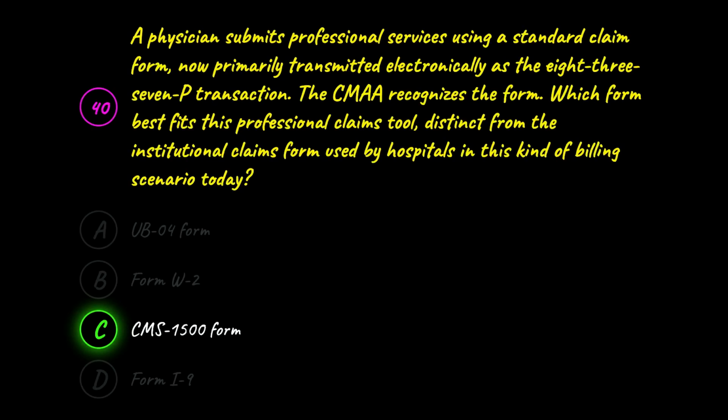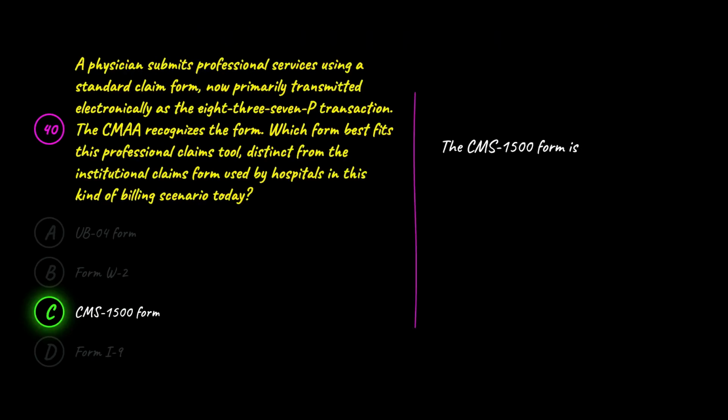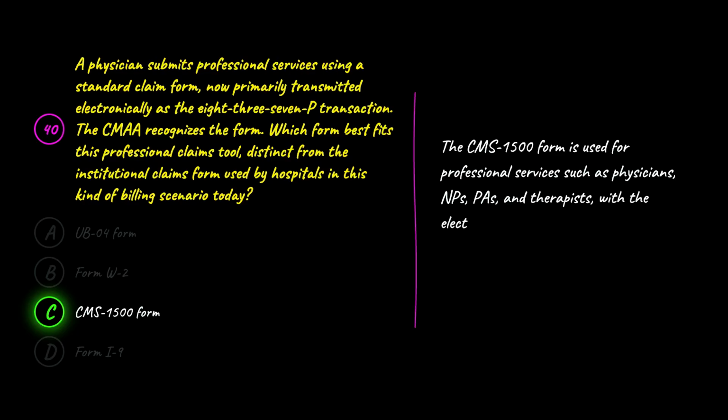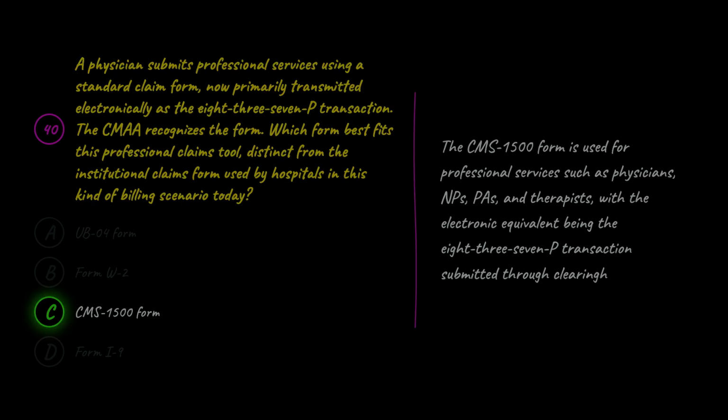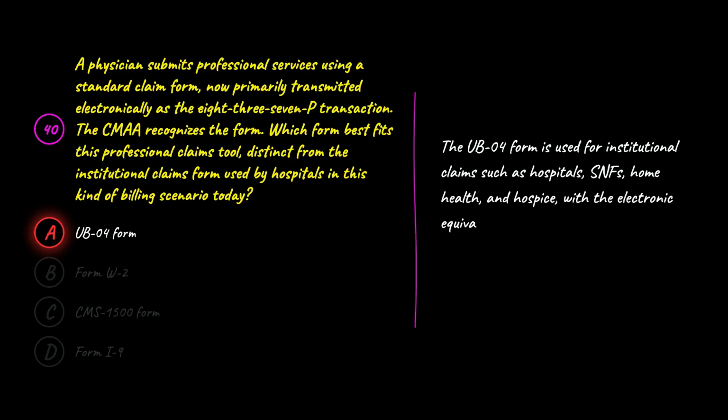The correct answer is C, CMS 1500 form. C is correct because the CMS 1500 form is used for professional services such as physicians, NPs, PAs, and therapists, with the electronic equivalent being the 837P transaction submitted through clearinghouses to payers. A is wrong because the UB04 form is used for institutional claims such as hospitals, SNFs, home health, and hospice, with the electronic equivalent being the 837R transaction rather than the professional form.